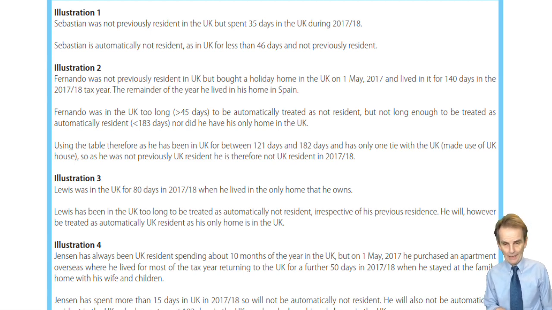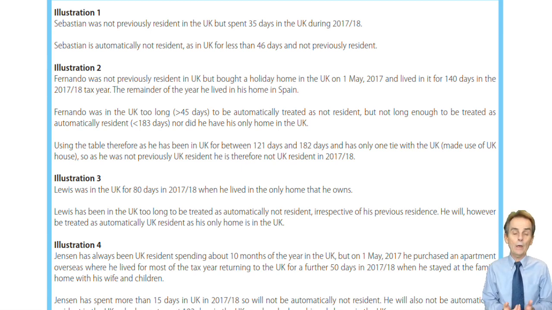Now, to be able to analyse these situations to determine is the taxpayer UK resident or not, we need to be able to determine, firstly, are they or were they previously resident in the UK, to know which particular table we are looking at, which column on the table we're looking at. And then, of course, if we are automatically not UK resident, based on the very few days that we spent in the UK, that automatically applies. End of story, not UK resident.